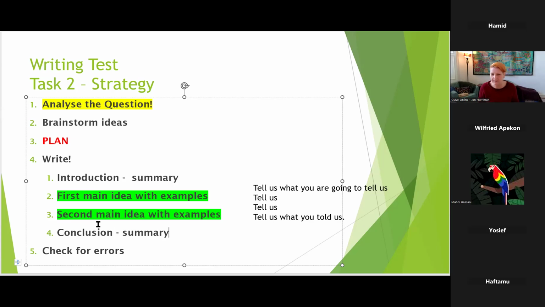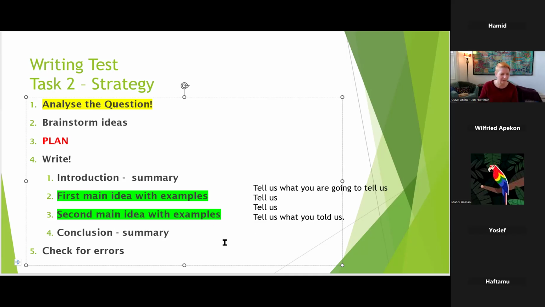All right? So, once you know what you're going to tell us, then in the introduction, you tell us what you're going to tell us. Then you tell us, and you tell us, and then you tell us what you told us. Okay? So basically, all we're writing are 2 big, fat, gorgeous paragraphs and a pair of summaries. Getting a little bit easier now, eh?